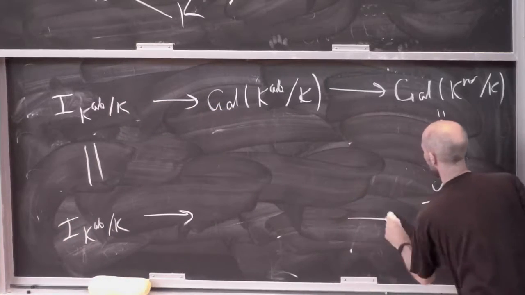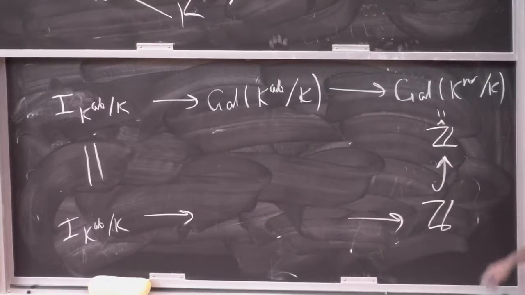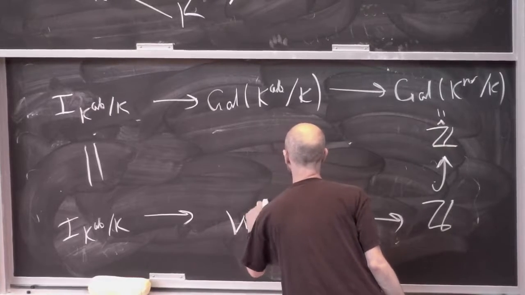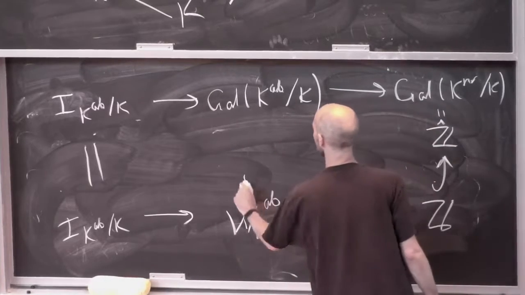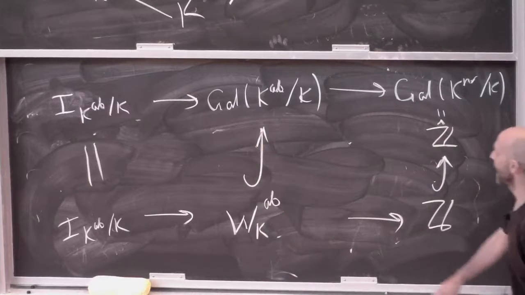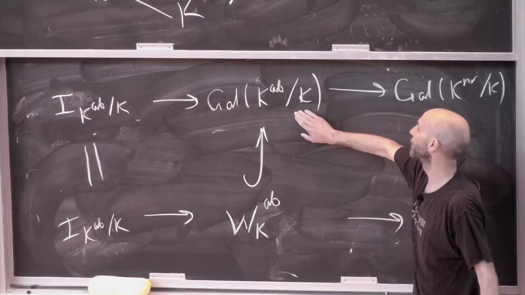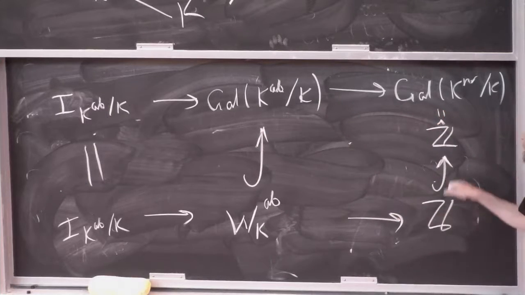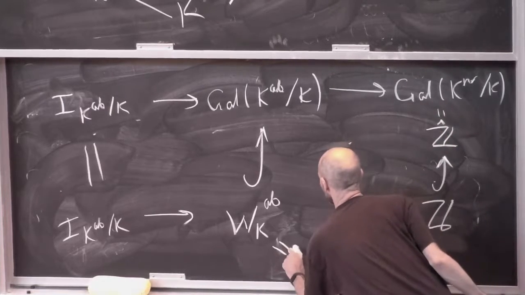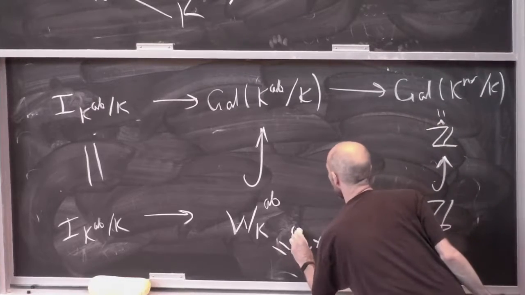And now what's going on here? Well, of course, you can see we haven't changed anything here, and we've changed a z hat to a z. So we'll be unsurprised to find that I've got W_K^ab living in here, and that lives in there. And W_K^ab, we understand this is K*, and so to figure out what Gal(K^ab/K) is, we just have to change the Z to a Z hat, right? So this is isomorphic to K* by local class field theory, by r_K.